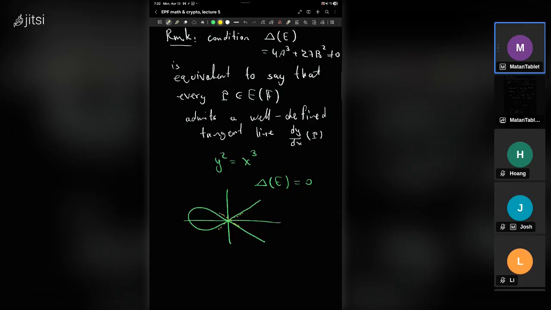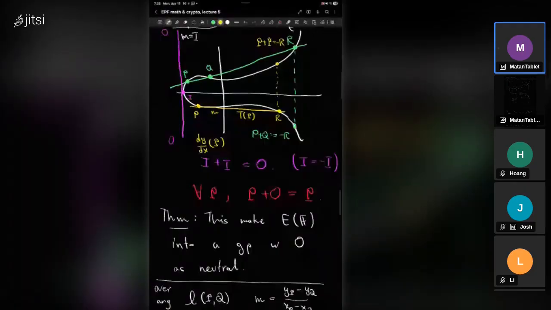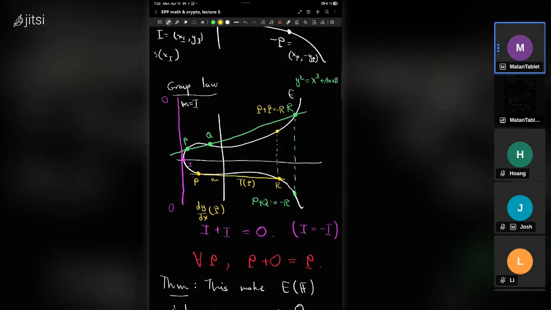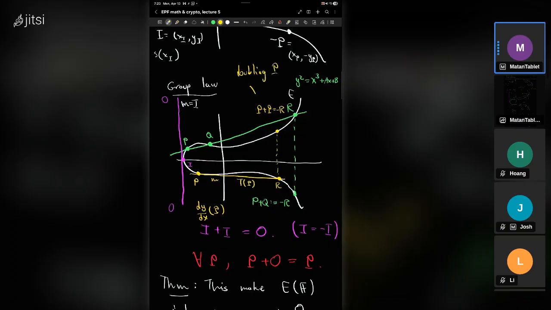And so on every point, I can do the point plus itself. Because the point plus itself is: you draw the tangent line at the point, you take the intersection with the curve, you reflect along the x-axis, and that's the result. This is called, by the way, doubling P, because P plus P is, in our notation, 2P.